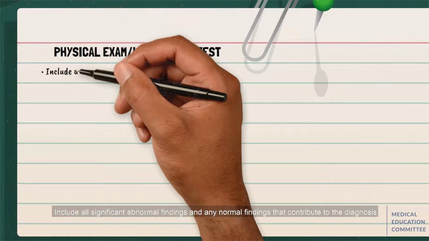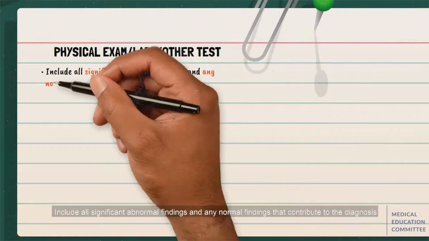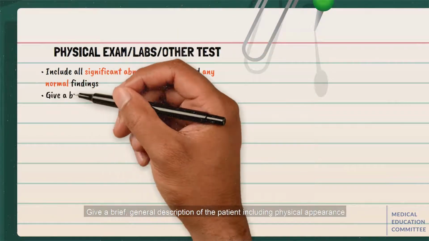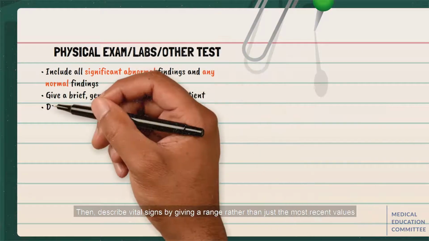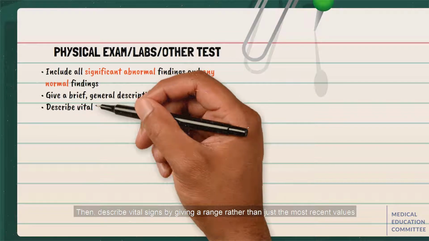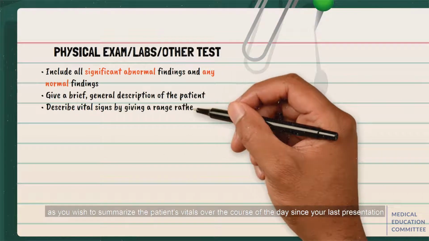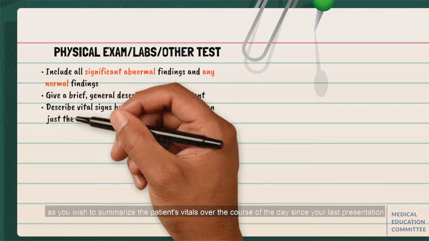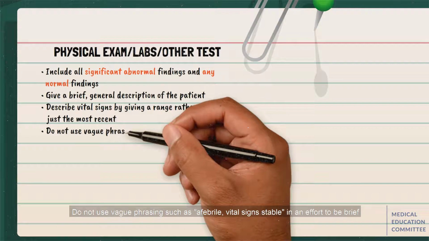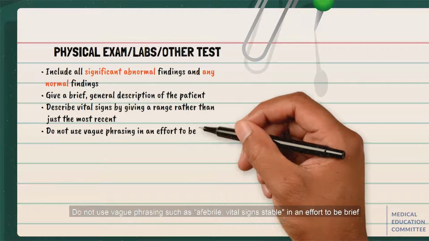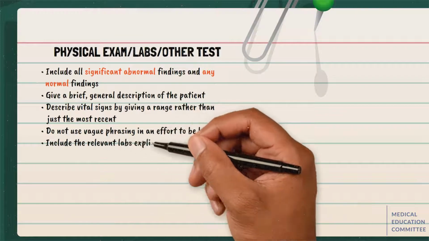Include all significant abnormal findings and any normal findings that contribute to the diagnosis. Give a brief general description of the patient, including physical appearance. Then, describe vital signs by giving a range rather than just the most recent values, as you wish to summarize the patient's vitals over the course of the day since your last presentation. Do not use vague phrasing such as afebrile, vital signs stable in an effort to be brief.